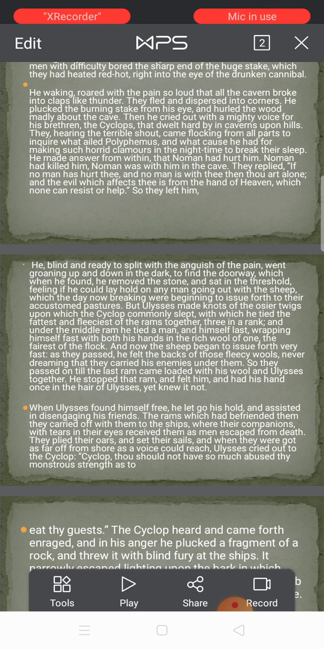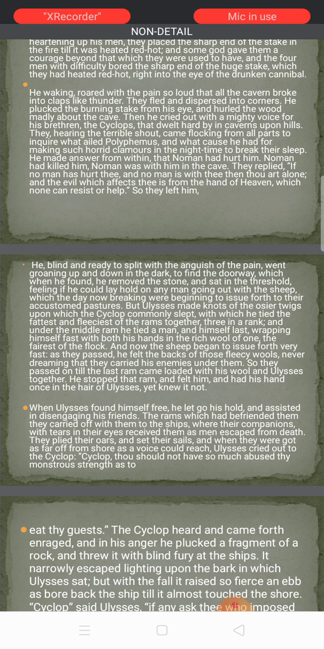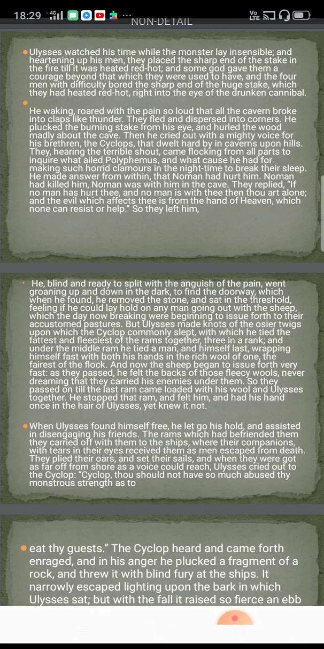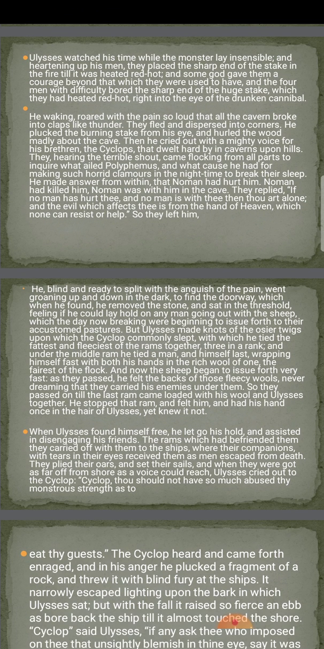By the time I have become blind, I will go, I will find out, and I'll kill and then eat. Like that, he was waiting for that. But Ulysses made knots of the osier twigs upon which the cyclops commonly slept, with which he tied the fattest and fleeciest of the rams. Rams means sheep, that big sheep.